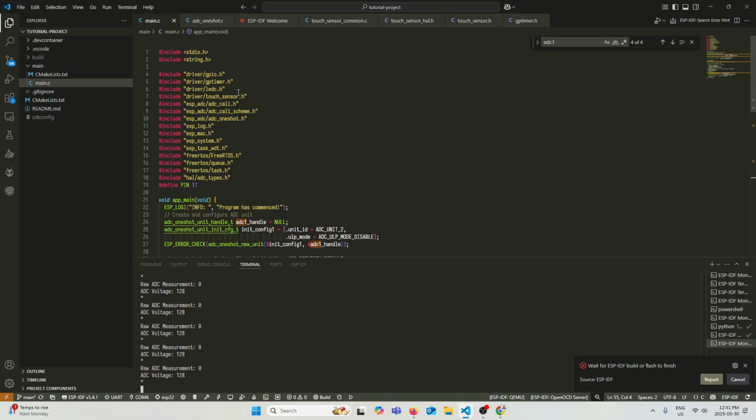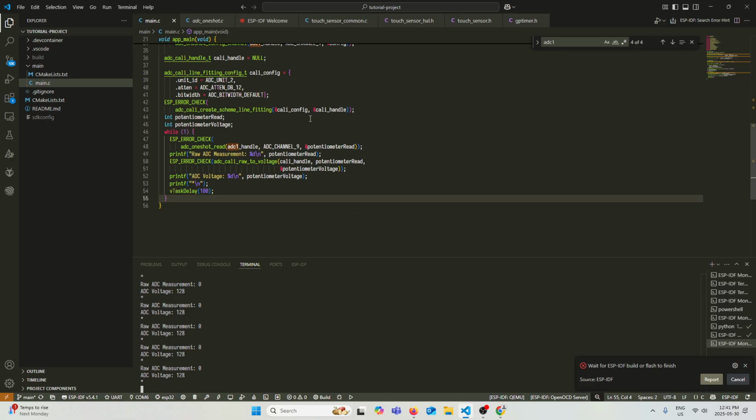The raw ADC measurement is 0, because I guess that's how we encoded it to be. Like 128 volts, that's not 128 volts. That's impossible. 120 millivolts, right?